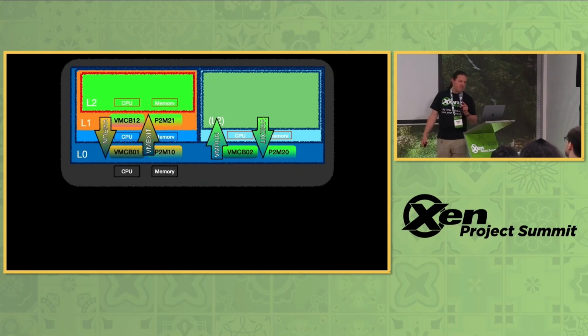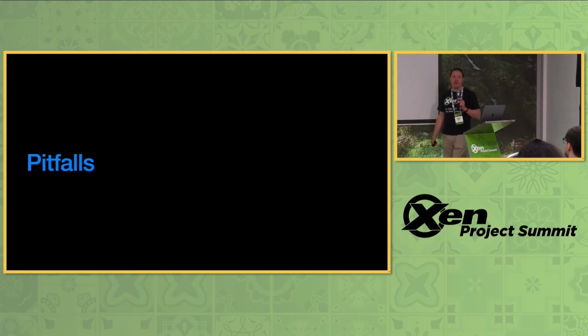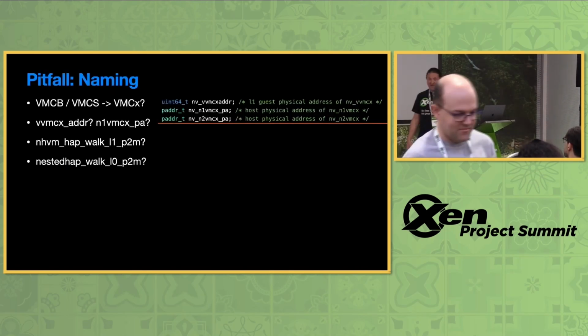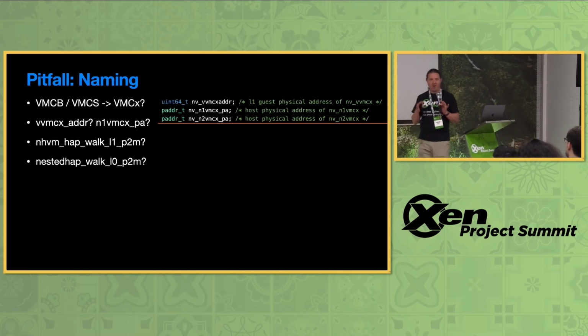Okay, so now we're going to be moving on to pitfalls. The first pitfall here is naming. I have tried very hard to use a consistent naming scheme, okay? But you've probably noticed me saying weird things like virtual this, virtual that. It's kind of confusing. The code was written by several people over several different years, before this normalized naming scheme came in, so you get stuff that's all over the place.